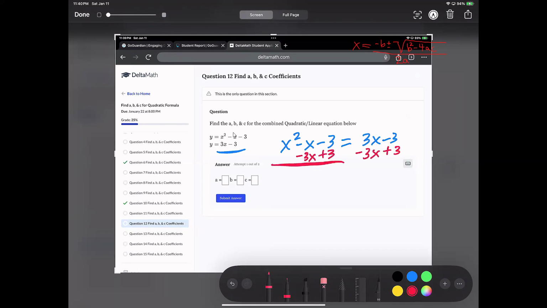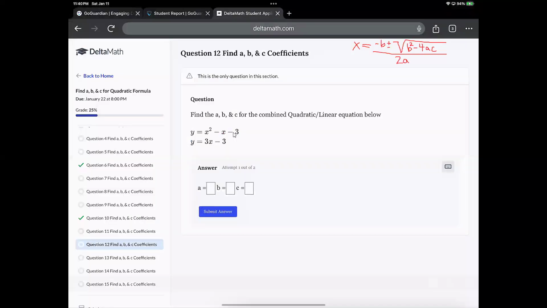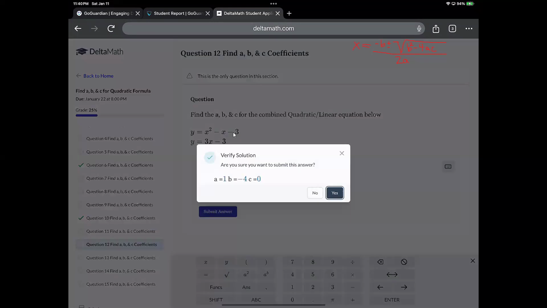And here we go. This is going to be 1x squared. A -1x minus 3x is going to be a -4x. And then we've got a -3 plus 3, so this is going to be 0 equals 0. All right, so A is 1, B is a -4, and C is 0. So we've got 1, a -4, and then the C term is going to be 0. We submit it, and it says nice.